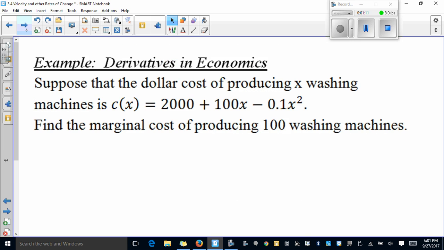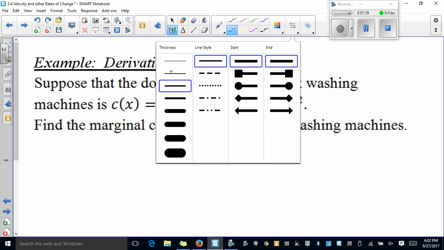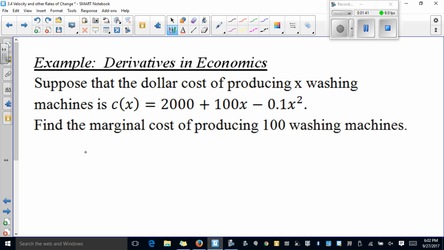So on this one here, a couple of examples we're going to run through. Suppose that the dollar cost of producing X number of washing machines is C of X equals 2,000 plus 100X minus 0.1X squared. Find the marginal cost of producing 100 washing machines. So whenever you see marginal cost, you need to realize that they are going to be asking you for a derivative because they're looking for how much will the cost change, really.